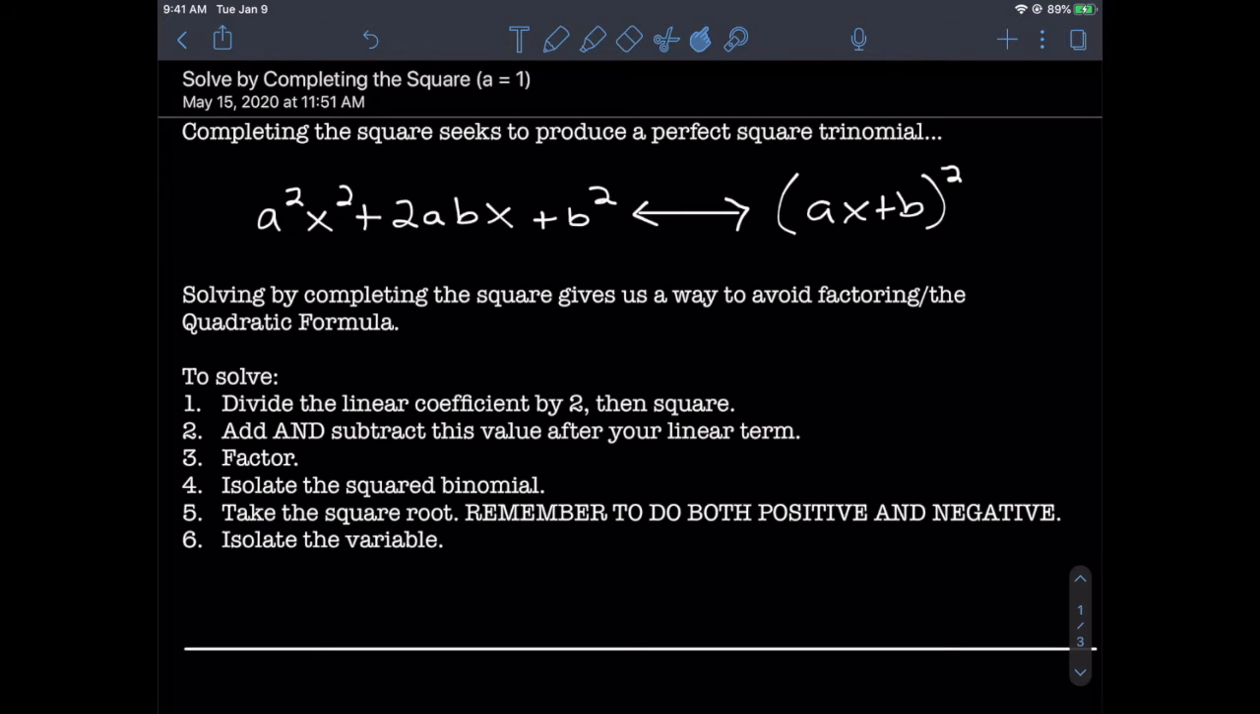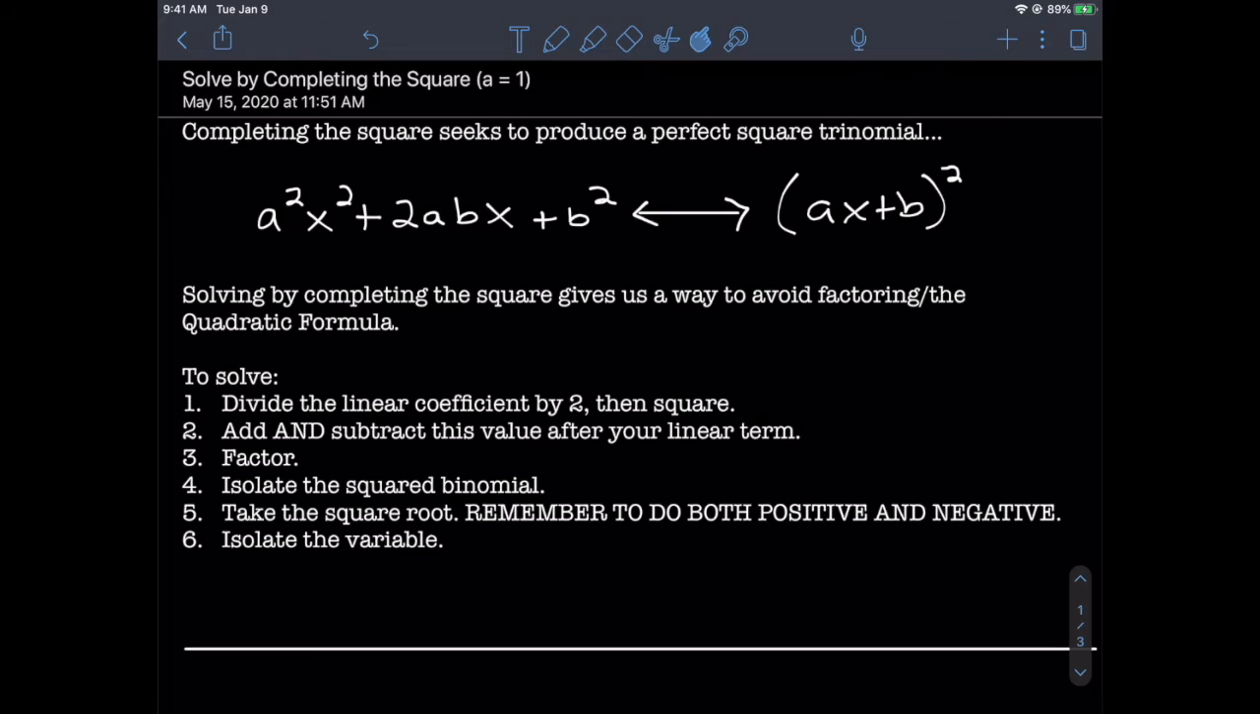So you might be wondering, what exactly does completing the square have to do with this perfect square trinomial, and more importantly, why should we care? Well, the thing is, you don't actually have to have a perfect square trinomial in order to be able to use completing the square. In fact, that's kind of the whole point of the thing.